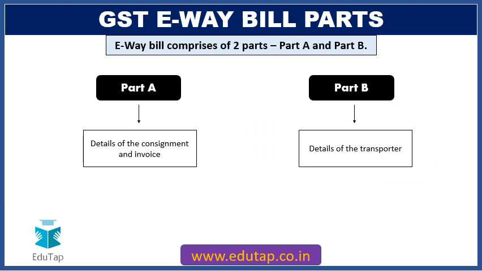Now, what an e-way bill looks like. E-way bill has basically two parts. Part A contains the details of the consignment, that is the goods which are being moved, the details of the seller, the details of the buyer, and the details of the invoice or the bill against which the goods are being moved. So e-way bill is going to make sure that only those goods for which a proper bill has been made and proper GST has been paid are being moved.